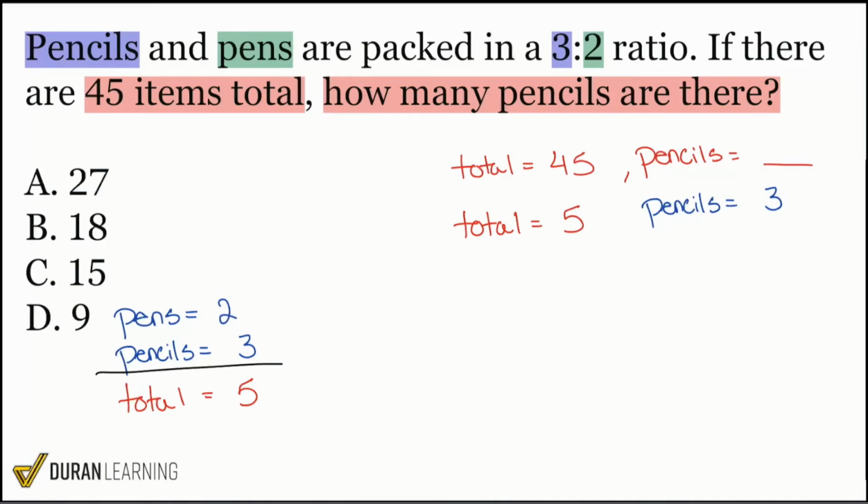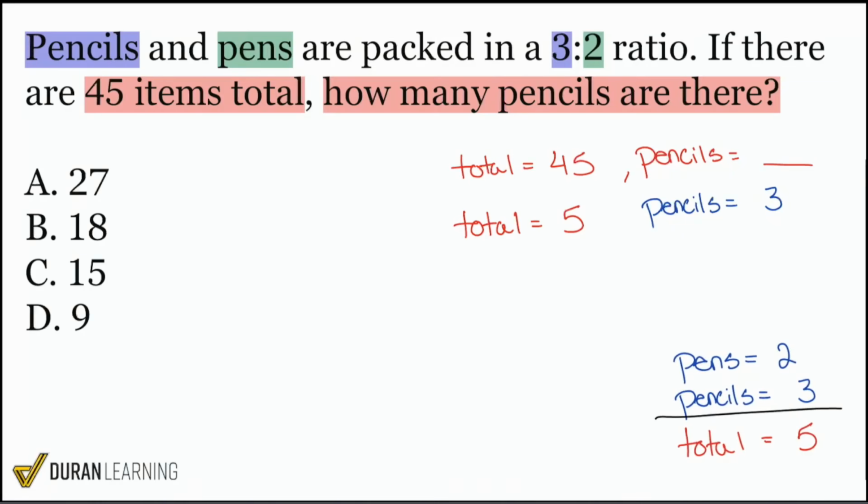Boom. There's 5. Now that we have the proper setup, now we're in a pretty good spot to write this proportion, solve it, and get our proper answer immediately. Let me show you here. I'll put P for pencils. So I'll go ahead and say 45, which is the total, over P, which represents pencils, equals 5, again, which represents that total, over 3, which represents pencils.